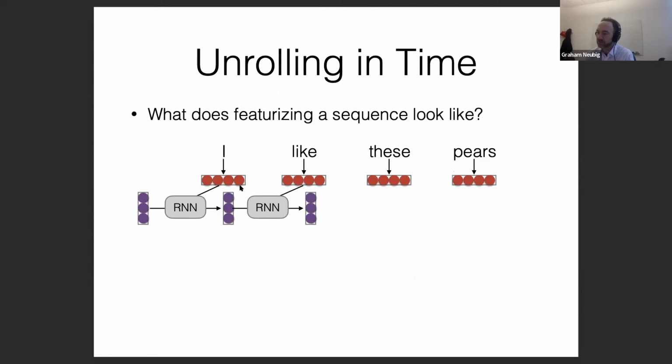This is a parameter of the model. And then we feed in the result of running I through the RNN, and this input here, to get the representation for I like. And then we have these, and we calculate the representation of I like these, and then we have pairs, and we calculate the representation of I like these pairs. And basically, this is a recursive function. So each time you're using the result of the previous function to calculate the result of the next function.